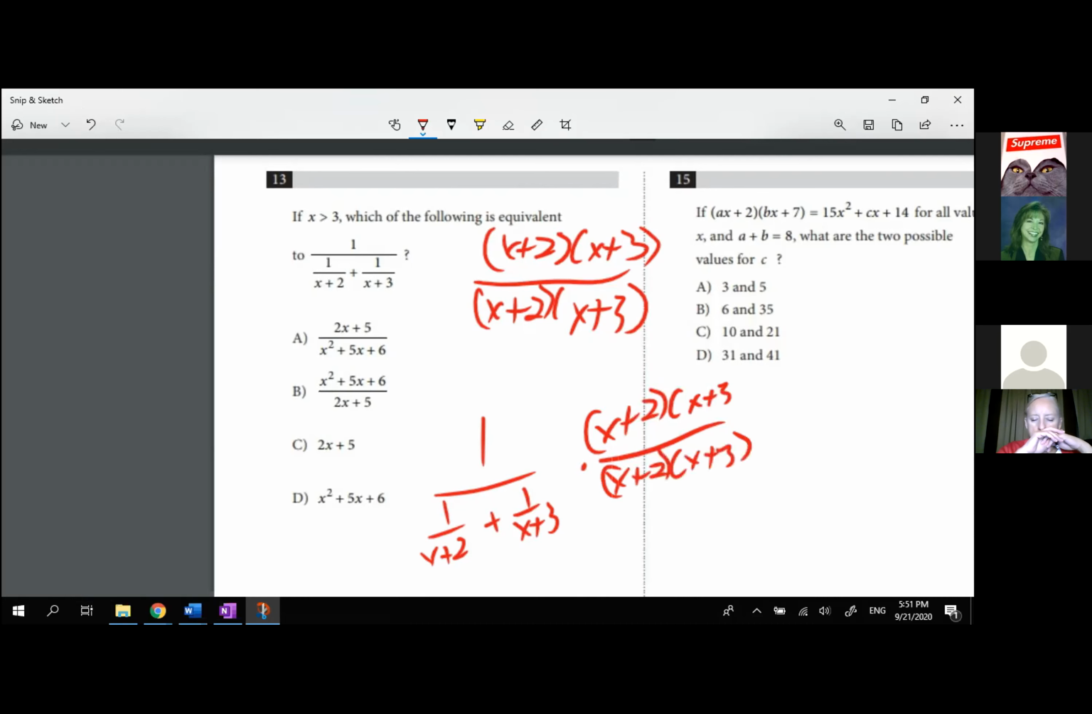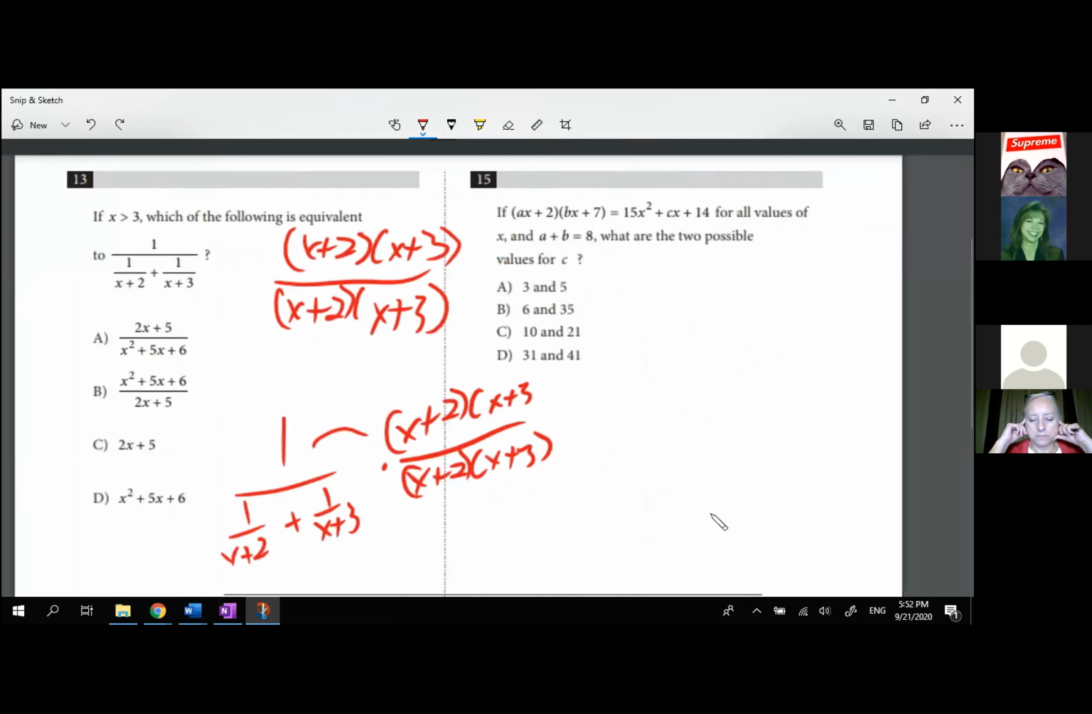So what we can do here, now that we have this information, is we'll go ahead and multiply. Because it's 1 times this entire top portion, it's going to stay the same. So we'll multiply the 1 by the top. So the top is just going to come out to be what's on the right, x plus 2 times x plus 3.